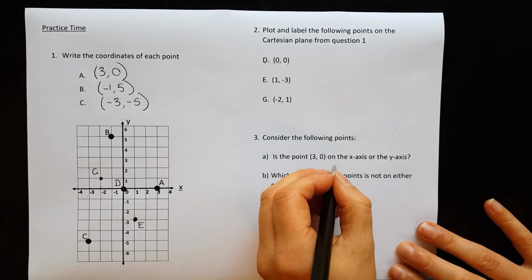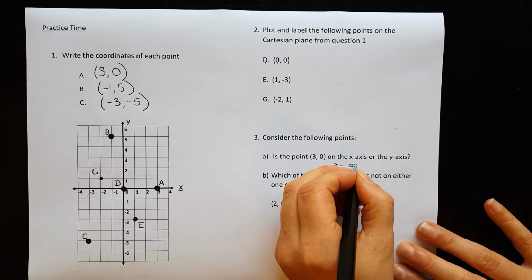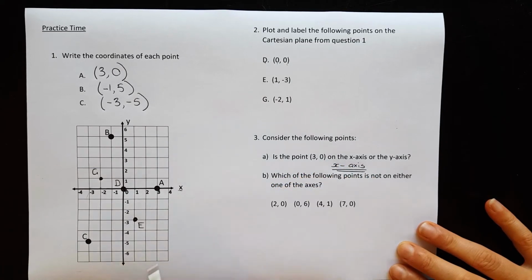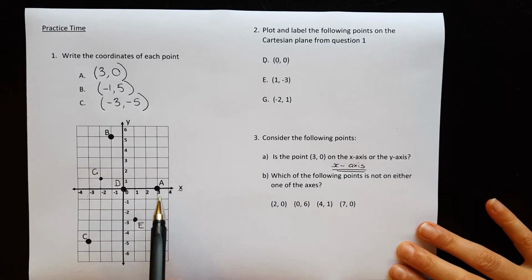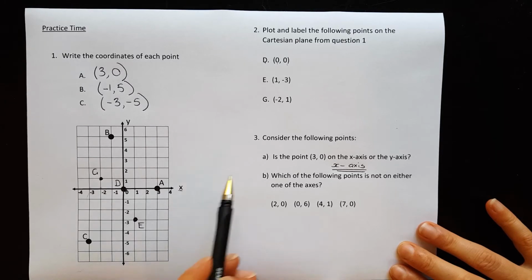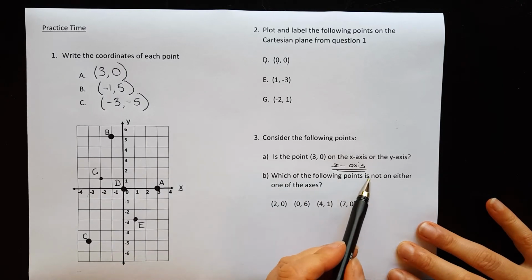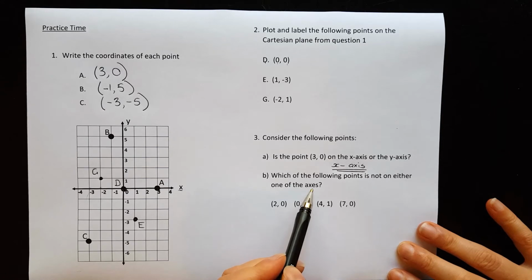Okay, x-axis is the answer, because the y value has not gone up or down, so we're just sitting there on the x-axis. So using that, which of the following points is not on either one of the axes?